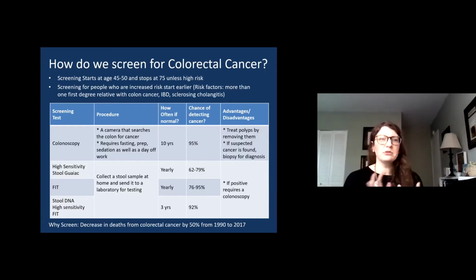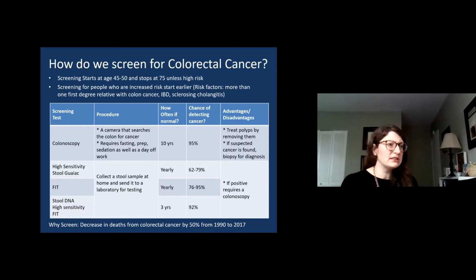And we usually stop screening around 75 because we know that even if we detect a cancer in an older population, we may not be able to treat and cure it in the way that we would want. And so we tend to screen certain populations earlier based on risk factors. The number one risk factor is if you have relatives with colon cancer, you'll start screening before the age of 40. Other diseases that put your colon at risk for cancer include inflammatory bowel disease or rare conditions called sclerosing cholangitis.